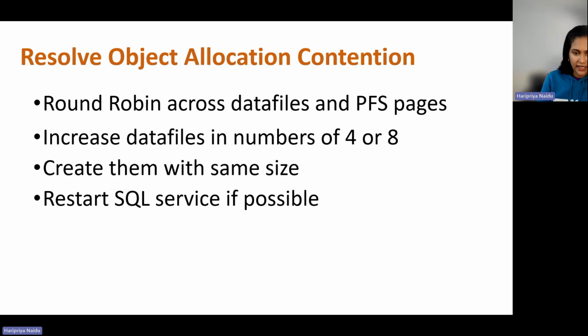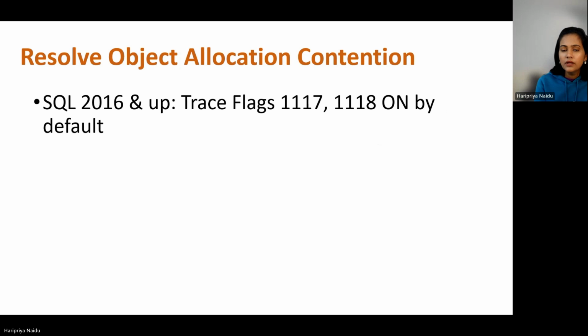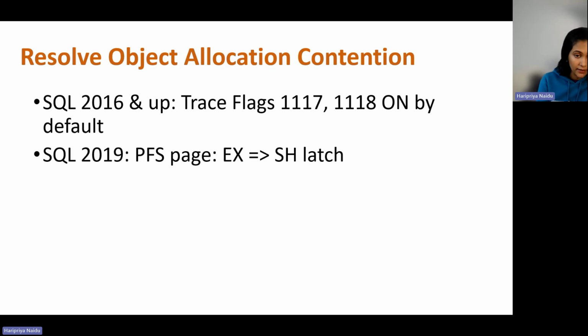All right. So the point here is, once you see this allocation contention, create additional data files, either in numbers of 4 or 8, and create them with equal size, same as the old files. And if you see version wise, in versions 2016 or older, you had the trace flags 1117 and 1118, very popular ones that helped in reducing the contention. But from 2016 version and onwards, you don't have to enable these trace flags because they're already on by default. That comes with the engine.